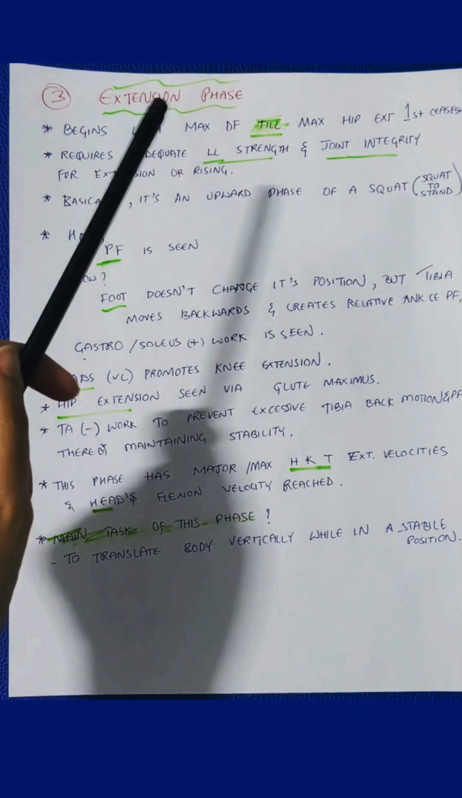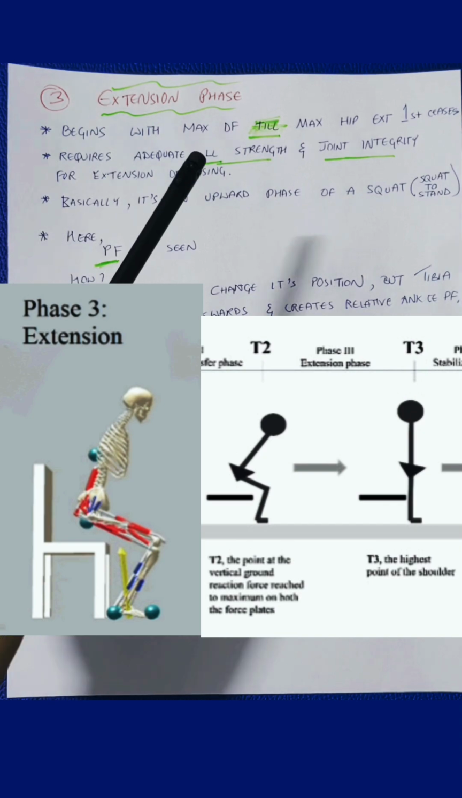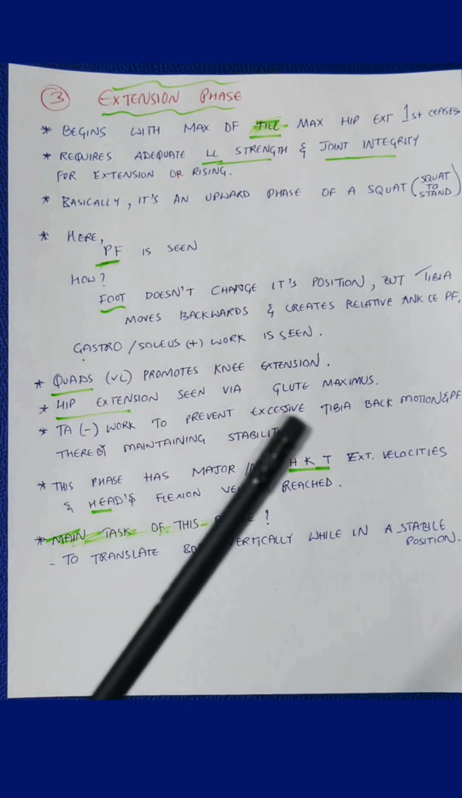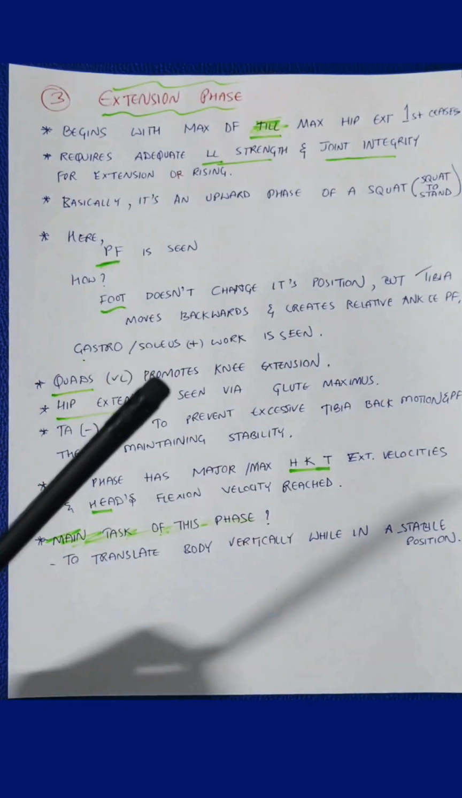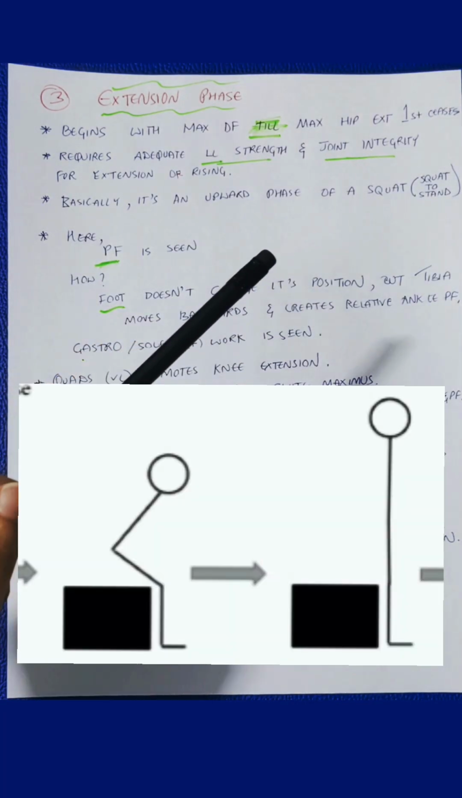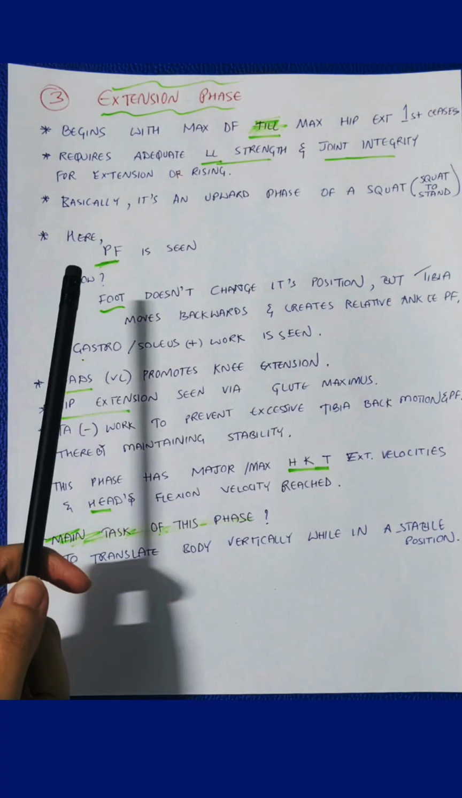Next, third one is the extension phase. That starts from maximum dorsiflexion until maximum hip extension first ceases. So this requires adequate lower limb strength and joint integrity for extension and rising. Basically, this is the upward phase of a squat, like a squat to stand. So here what happens is plantar flexion is seen.